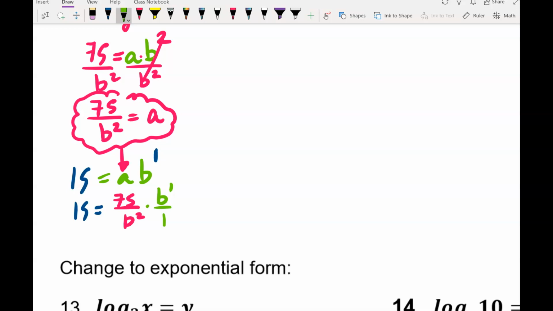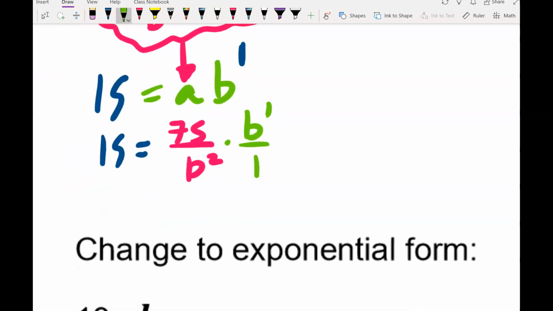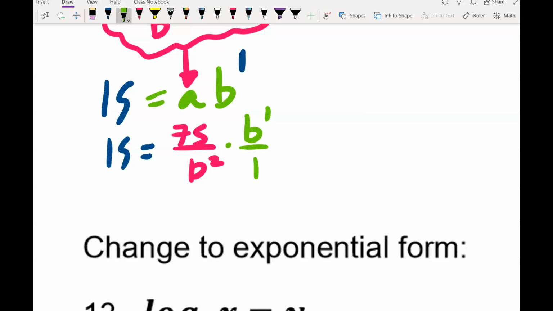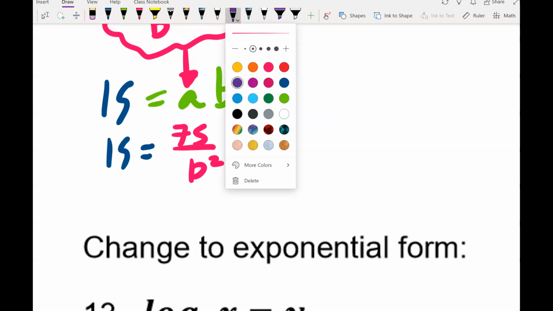And then I'm going to go ahead and simplify that. I notice a b to the first and a b squared. I can reduce that. So let's go ahead and do that.